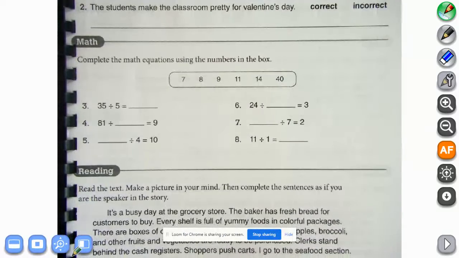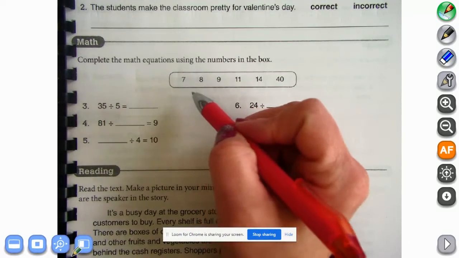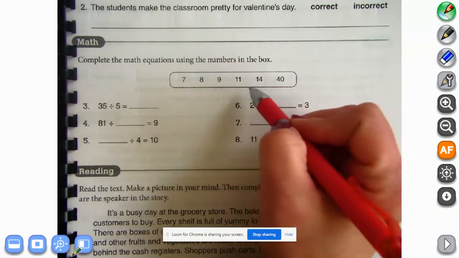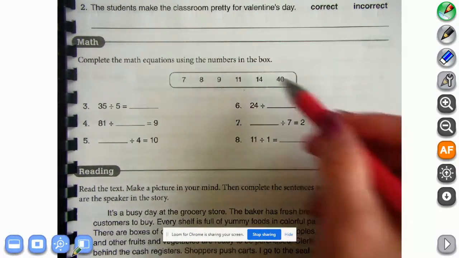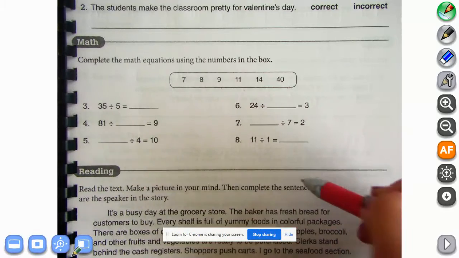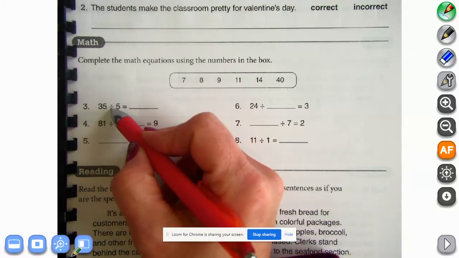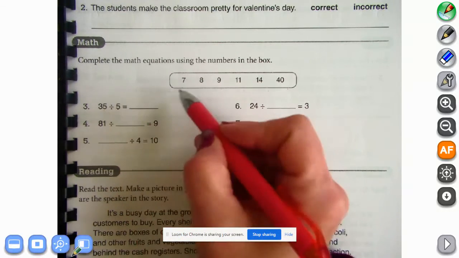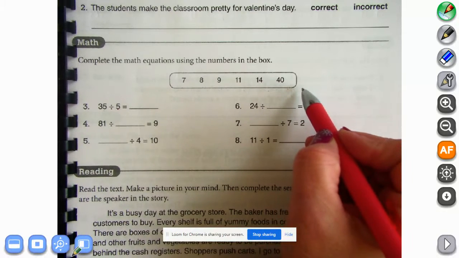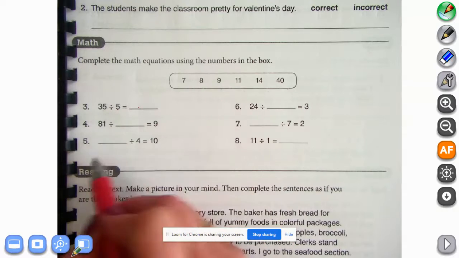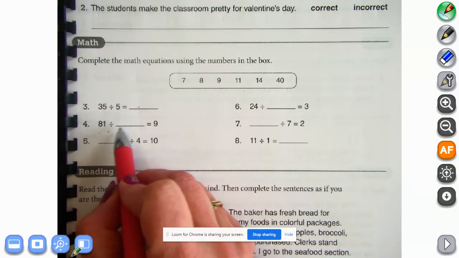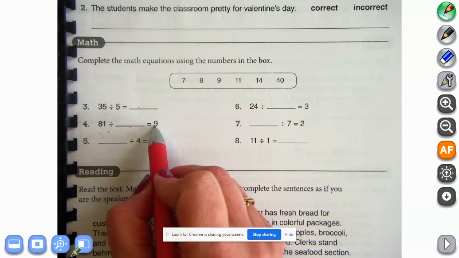All right, under math, complete the math equations using the numbers in the box. So the answers are going to be 7, 8, 9, 11, 14, and 40, but you have to plug them into the problems that they fit. So 35 divided by 5, which one is the quotient? Remember, quotient is an answer to a division problem. So which one is the quotient? 81 divided by blank equals 9.